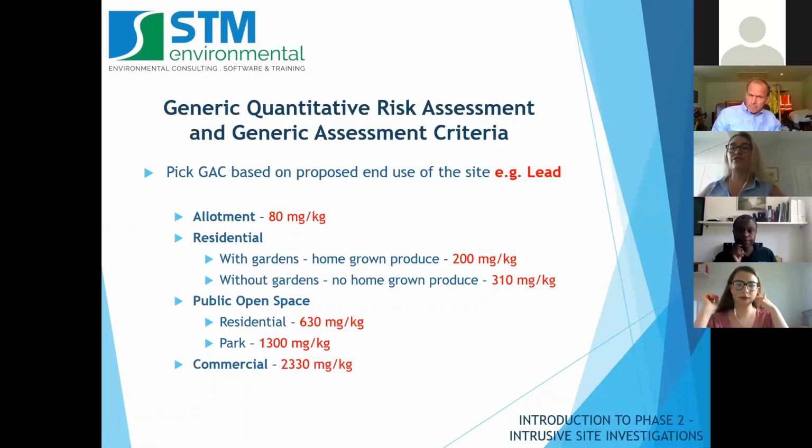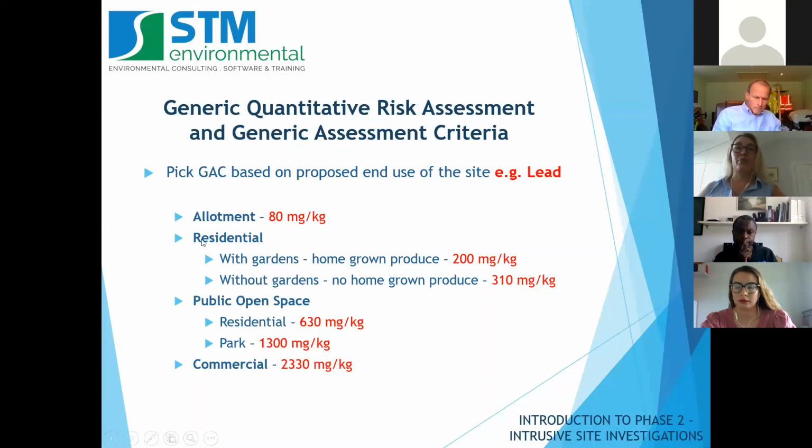Earlier, I briefly touched on the generic assessment criteria, or the GAC. So just to remind you, the GAC is a value of a specific contaminant which lets you know if the identified concentrations of that contaminant are suitable and acceptable for the proposed end use. I'm going to use lead as an example and show you all the various GACs available for lead depending on the proposed end use. As Lara touched on, if lead is ingested, it's highly toxic in many ways, and we want to try and avoid it at all costs.